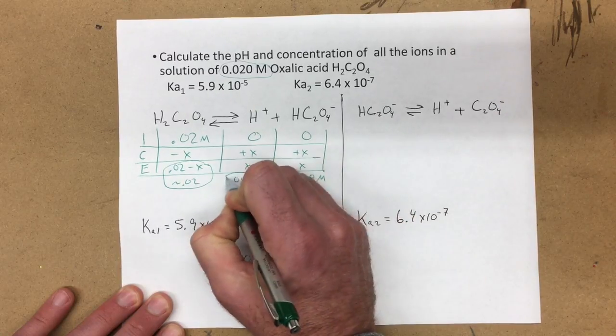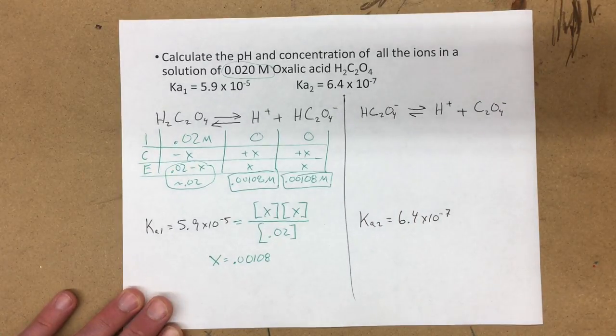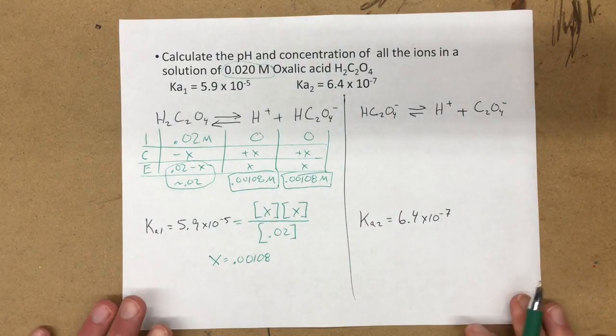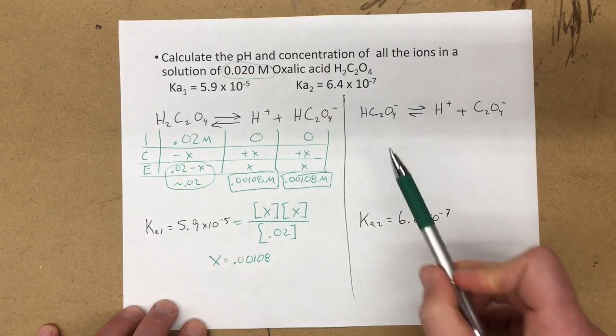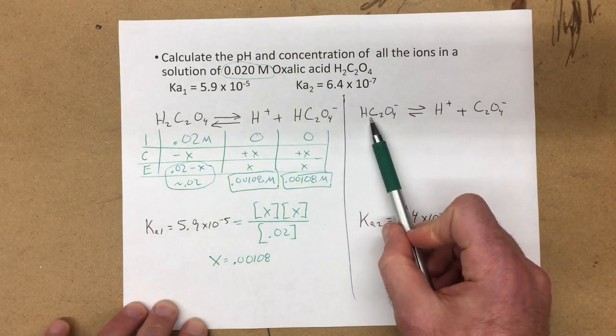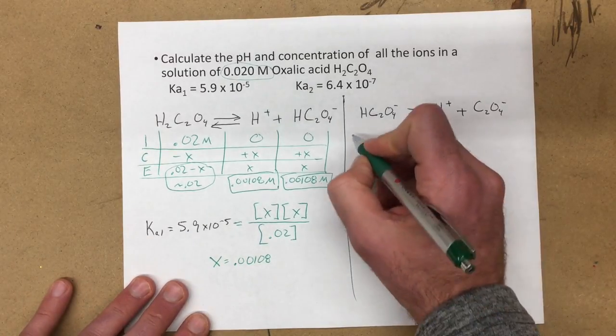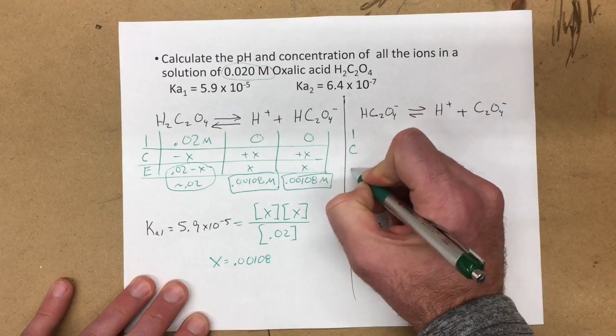So those are the concentrations at equilibrium for these two things. All right, well, that would be done if it was just a monoprotic acid, but it's a diprotic acid, so once it makes this conjugate base, it can actually still act as an acid and lose more hydrogens, donate more protons. So we need to make a second ice table.